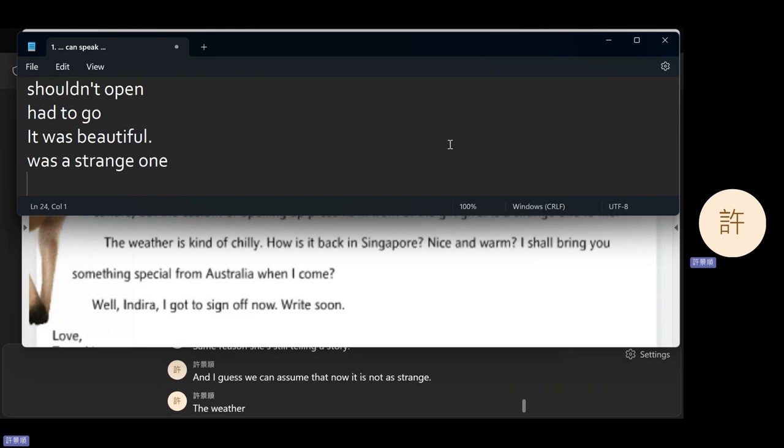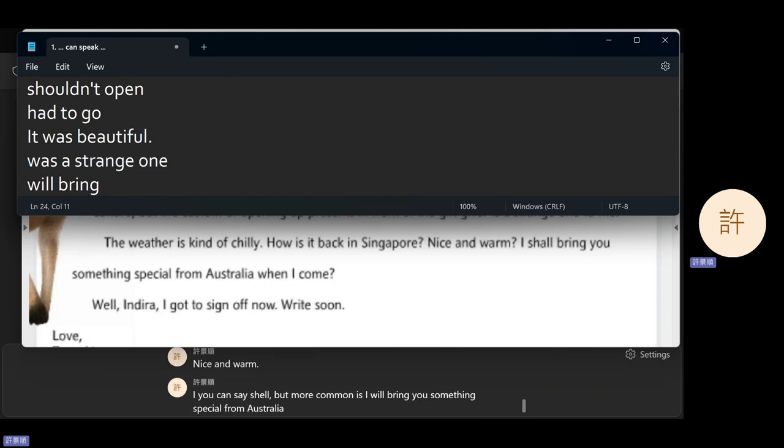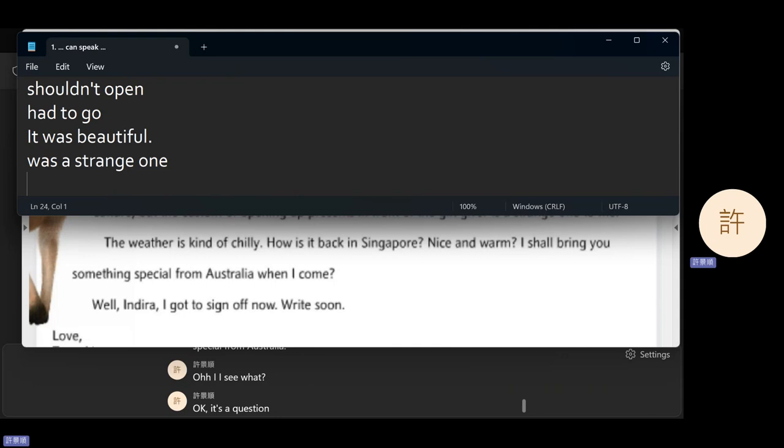The weather is kind of chilly. How is it back in Singapore? Nice and warm? You can say shall, but more common is I will bring you something special from Australia. Oh, I see, okay, it's a question. Aha. So shall I, because it's a question. Remember, we just saw the sentence, shall we dance? So here, shall I bring you something special from Australia when I come?